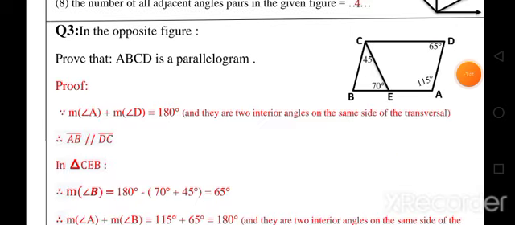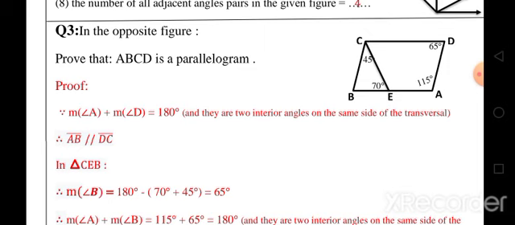In the opposite figure, we have ABCD, and we want to prove that this shape is a parallelogram. You know the properties of a parallelogram. Each two opposite sides are equal in length. Each two opposite sides are parallel. Each two opposite angles are equal in measure. The two adjacent angles are supplementary.